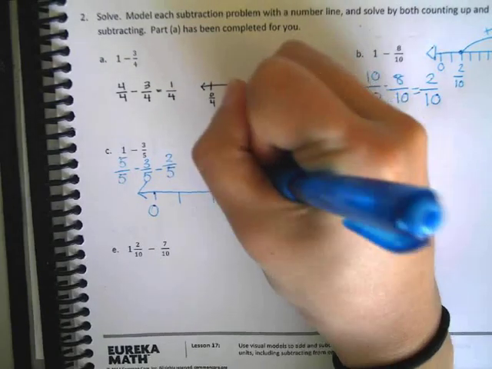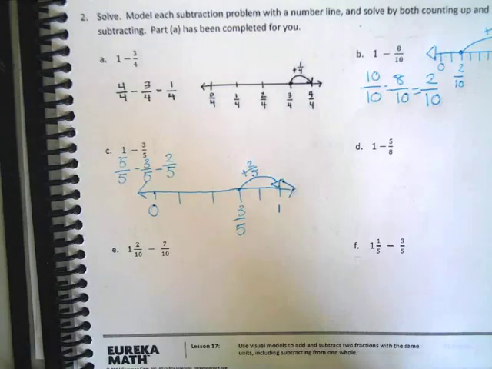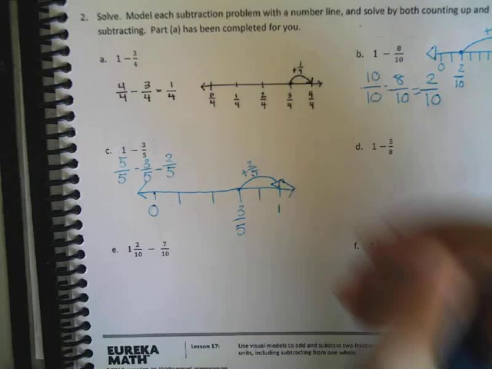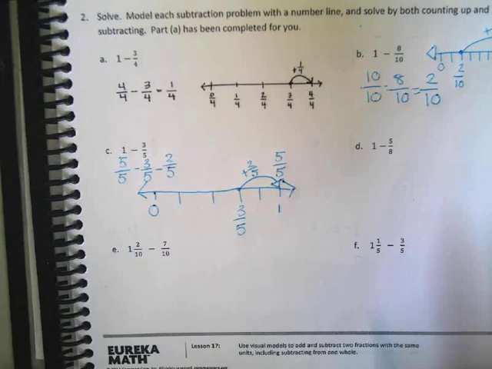So I'll write plus 2/5. And that will take me to what? 1 whole, which is the same as? 5/5. You got it. Great job.